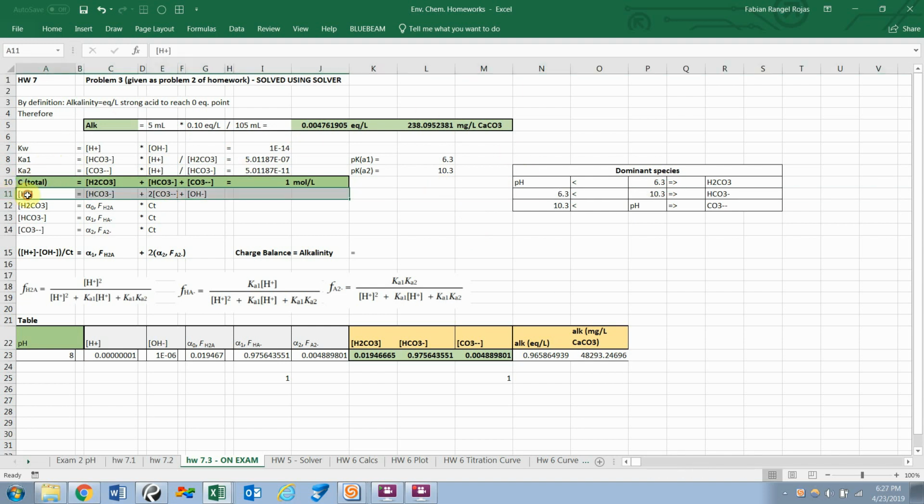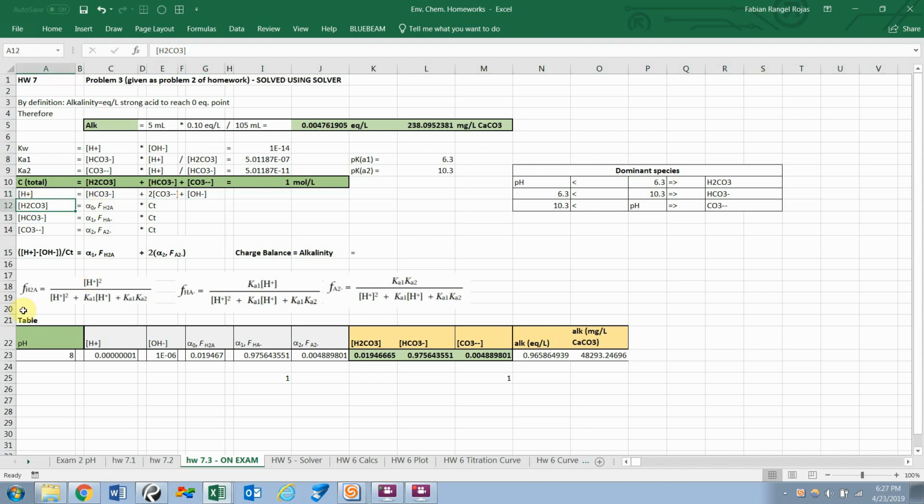Moving on, we also have this equation, which is a mass balance. Excuse me, it's not a mass balance, it's a charge balance. All my positive ions are equal to all my negative ions. So H plus is equal to HCO3 minus plus 2 times CO3 2 minus plus OH minus.